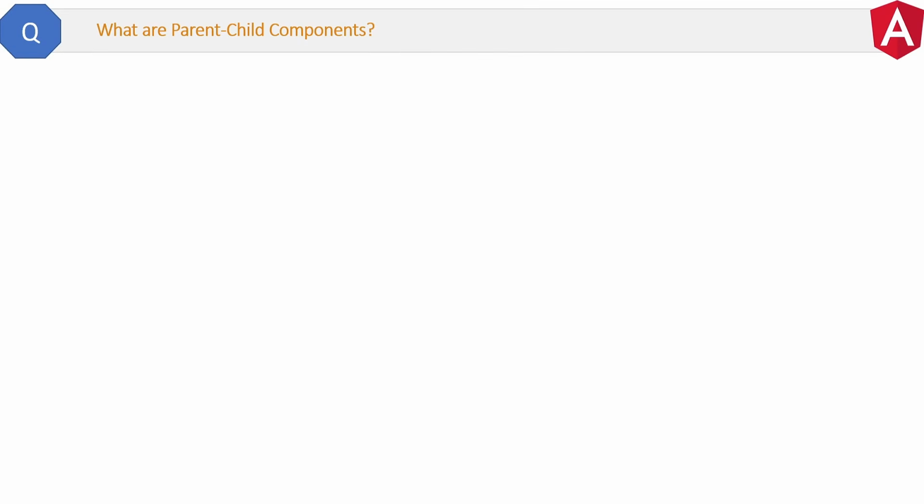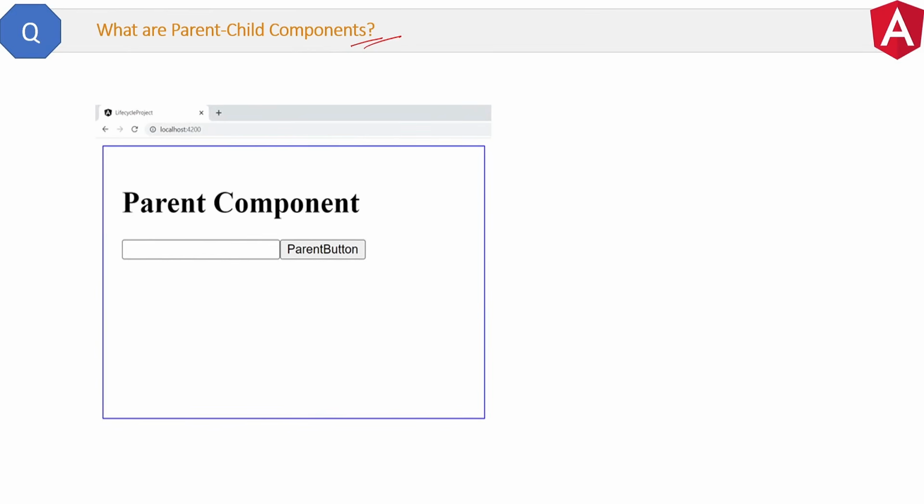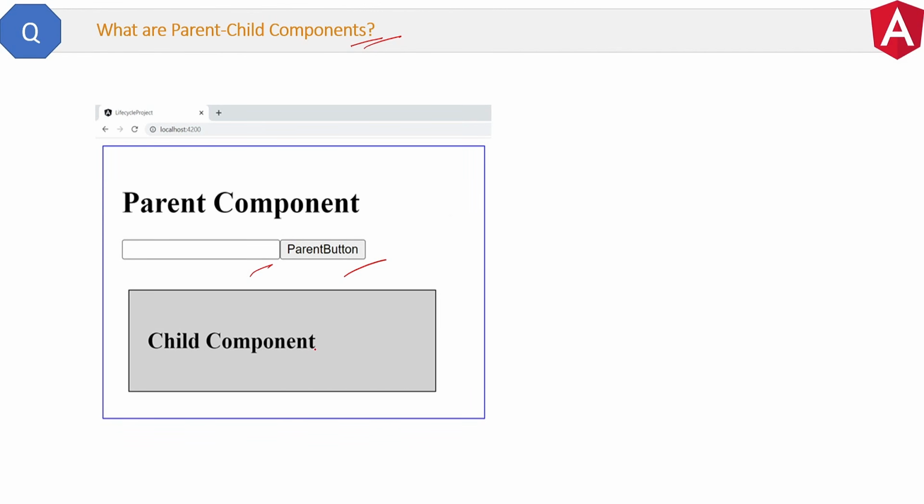Before understanding @Input, @Output decorators and Angular lifecycle hooks, we must know what parent-child components are. Suppose we have a parent component in our single page application with an input and a button field like this. Most of the time your app component or root component is the parent component. And if there are any other components inside this component, then they will be called child components. So here this is the child component. Now let me show you how to do this in code.